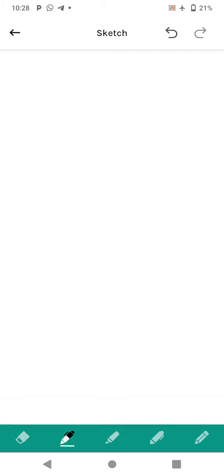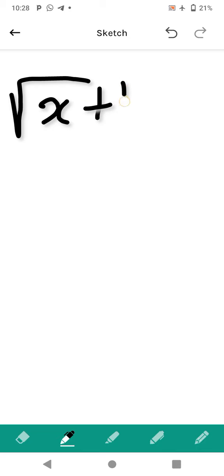So, for instance, if we continue from where we stopped. If we have the square root of x plus b is equal to c, and we're expected to make x subject of the formula.